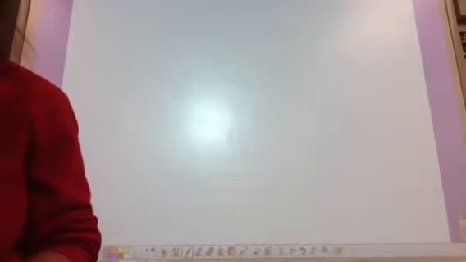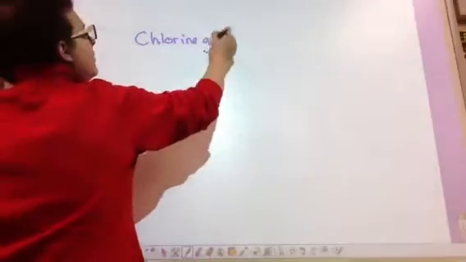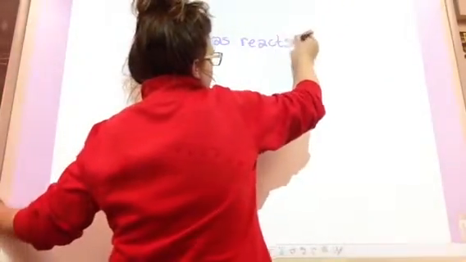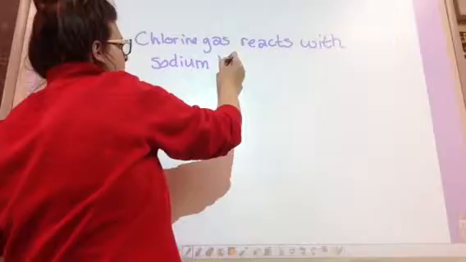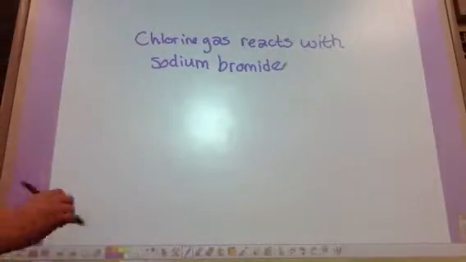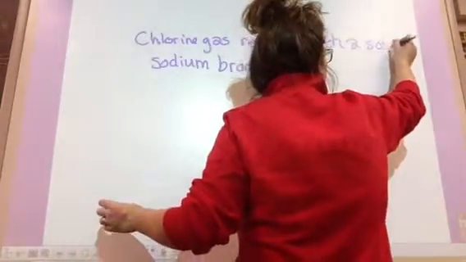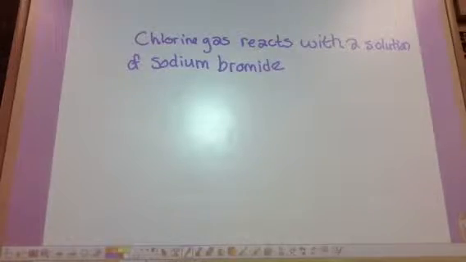Let's do one more, just one more. I may have said that the last time, but I lied because I want to do another one. So let's say I have chlorine. Oh wait, sorry, I wanted to write it in words. Okay, let's say I have chlorine gas reacts with, let's do sodium bromide. So chlorine gas reacts with, let's say, a solution of sodium bromide. So we get that state of matter in there.